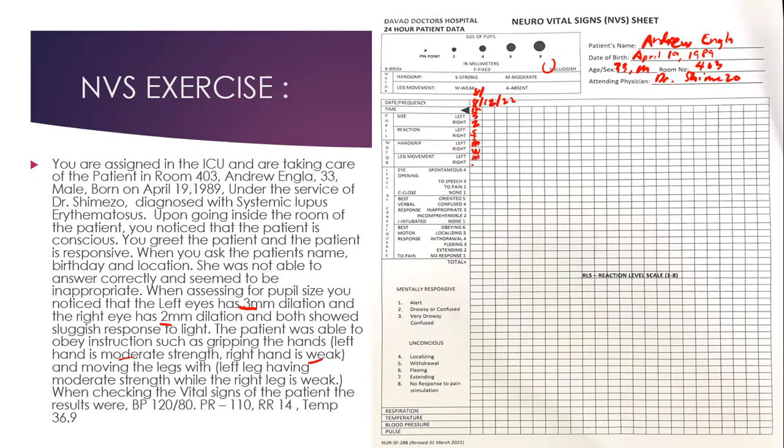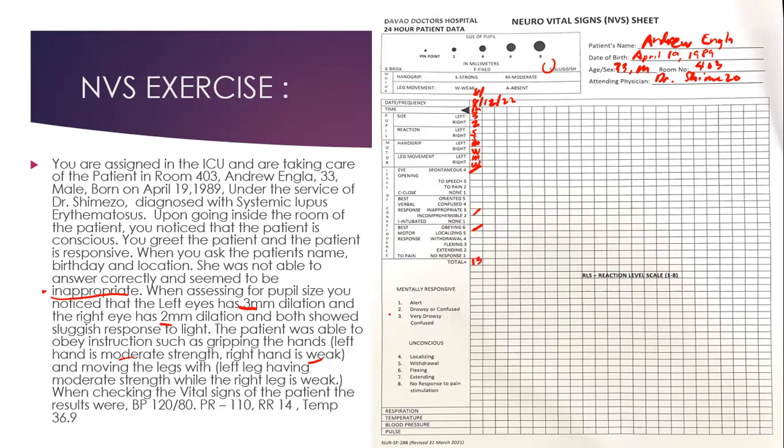Left, moderate, right, weak. So, upon assessing for consciousness, he is conscious, spontaneous, 4. But his verbal response is inappropriate. So, we have 3. Then he obeys your instructions. So we have 4, 3, and 6. So that makes it 13.